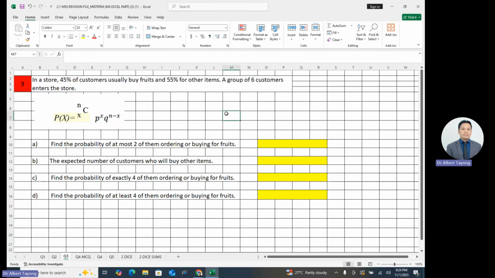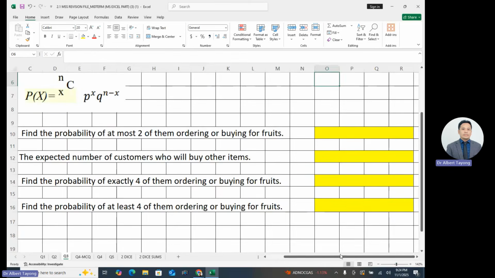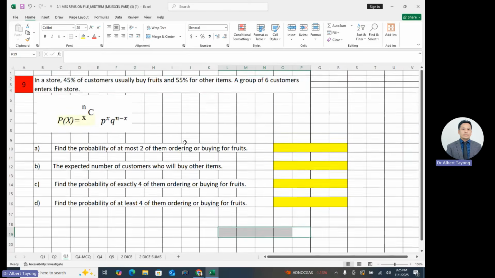Of course, it might be that they are not going to buy anything. So P of 0 is possible. The probability of getting 0 customer that will buy any of the items is possible. So the first question is finding the probability of at most 2 of them buying or ordering fruits. So this is an example of binomial probability because there are 2 possible outcomes.